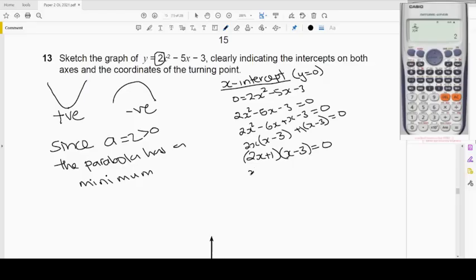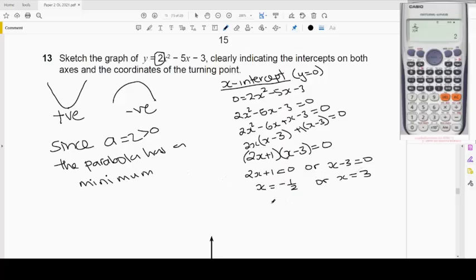So this means the first bracket is 0, because whenever you're multiplying two terms and the answer is 0, it means the first one is 0, or the second one is 0. Okay, so I have my x-intercepts, -1/2 and 3.